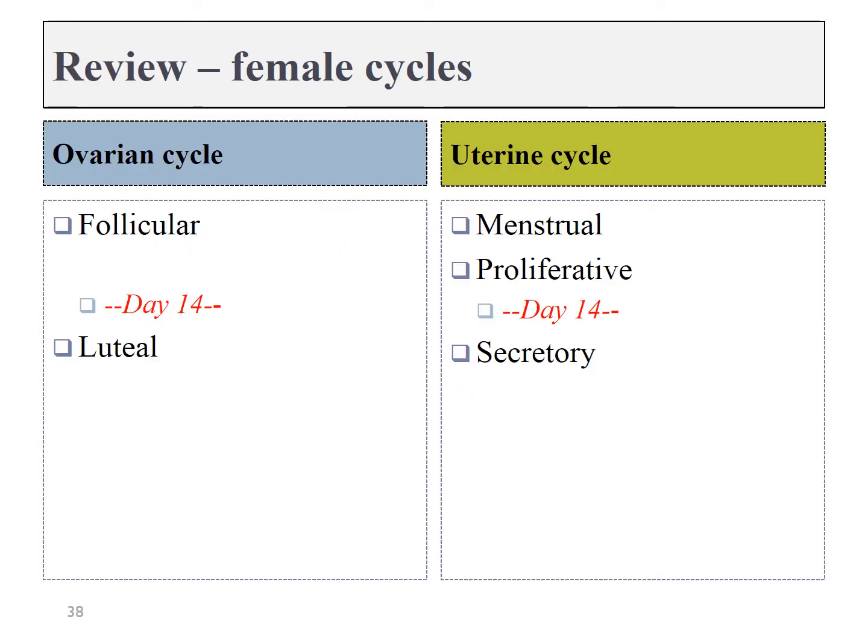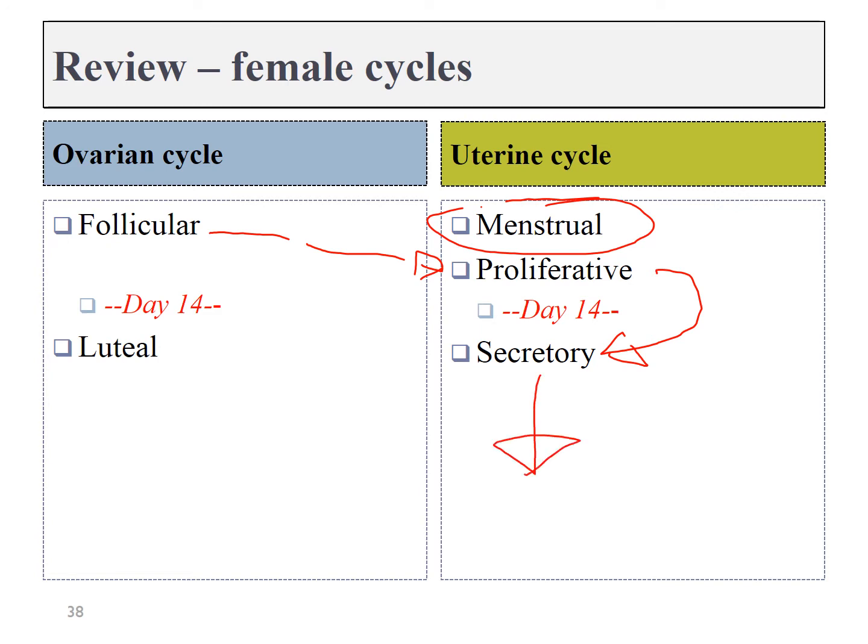The changes that are happening to the endometrium are referred to as the uterine cycle, and these are happening at the same time as the ovarian cycle. During the follicular phase of the ovaries, the uterus will be proliferating. Then, after ovulation, it will switch to a secretory phase. And we've got one extra phase here that we didn't see in the ovarian cycle. The uterus must also go through a menstrual phase, which begins here at the end of the secretory phase and extends here before the proliferative phase.